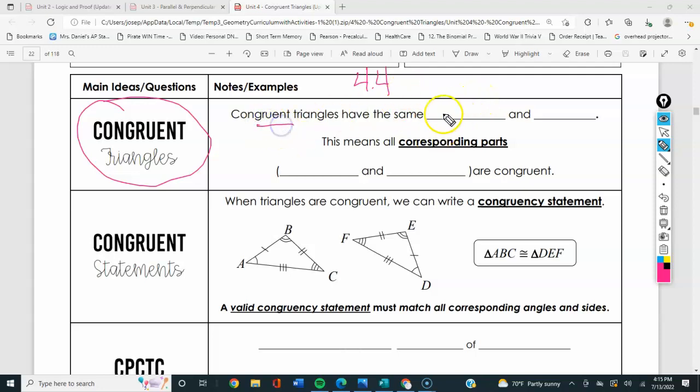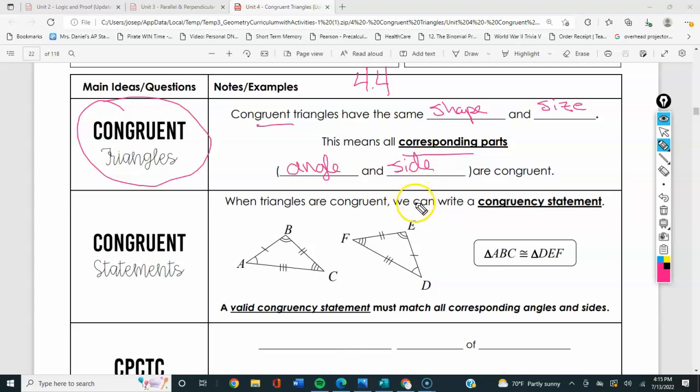Congruent triangles are congruent. They have the same shape. They have the same size. They're the same thing in a different location. That means all the corresponding parts are also congruent. So every angle and every side is congruent as well.